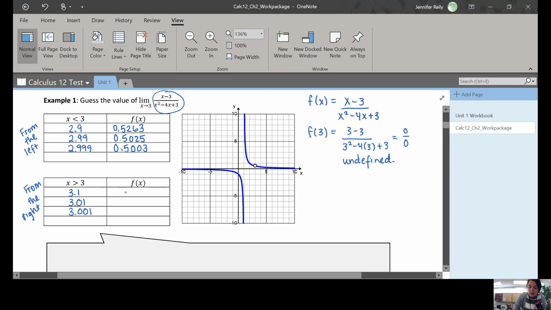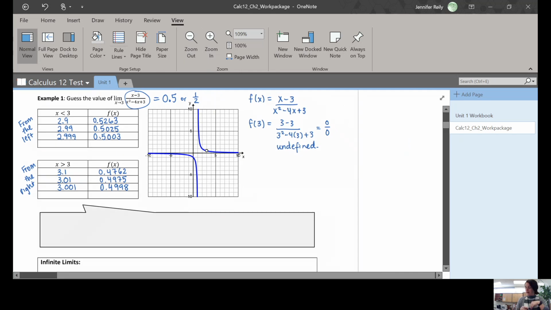So on this side, if you plug in 3.1, we get 0.4762, 0.4975, and 0.4998. So definitely getting closer and closer on both sides to 0.5. So what we can say now is the answer to this limit is 0.5 or 1 over 2.